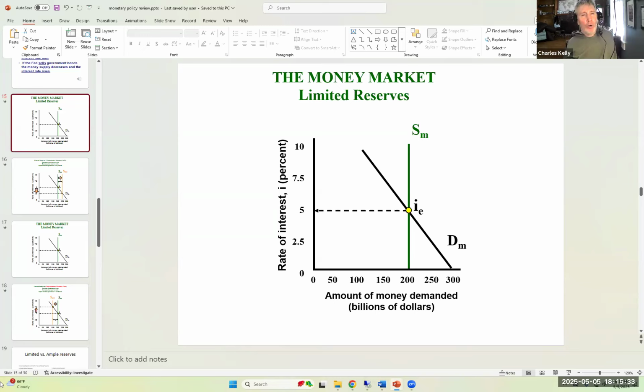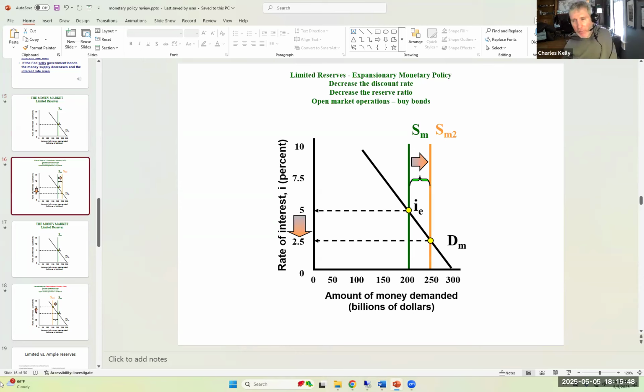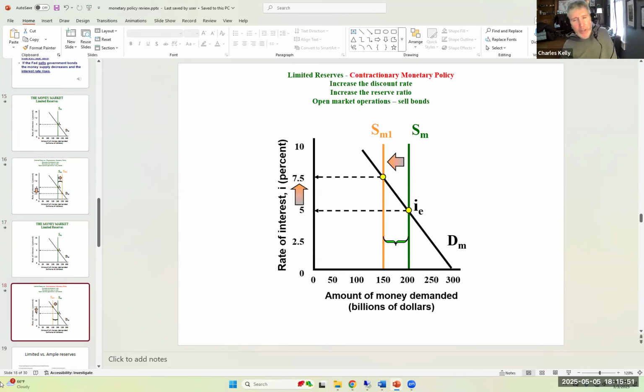Right. So what does the Fed want to do in response to a period of inflation? Well, they want to slow economic activity. How do they do that? They raise the interest rate. Well, how do they accomplish that? If the Fed reduces the money supply, they will push up interest rates, which will stifle some economic activity.